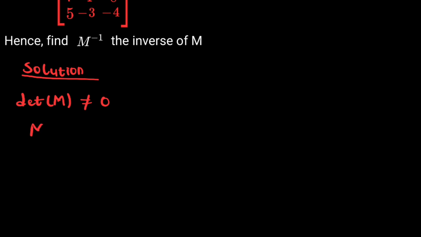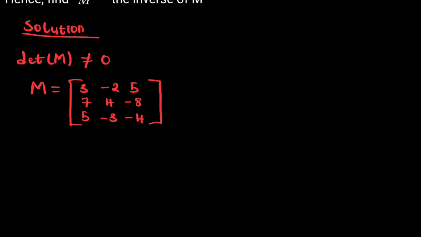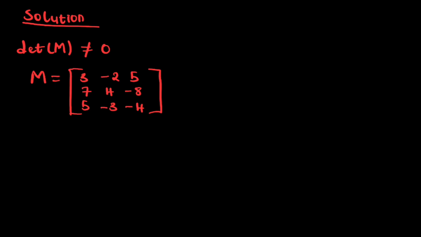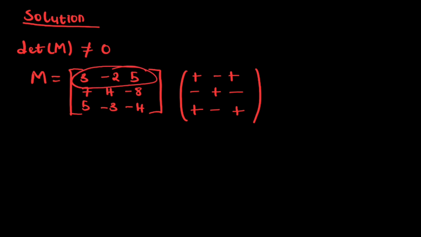So let's do that. Our matrix M, let me write it back: 3, minus 2, 5; 7, 4, minus 8; 5, minus 3, minus 4. So now let's look for the determinant of this matrix. Again, we write our signs: plus, minus, plus, minus, plus, minus, plus, minus, plus. Now we choose a row of our choice. I will choose the first one.